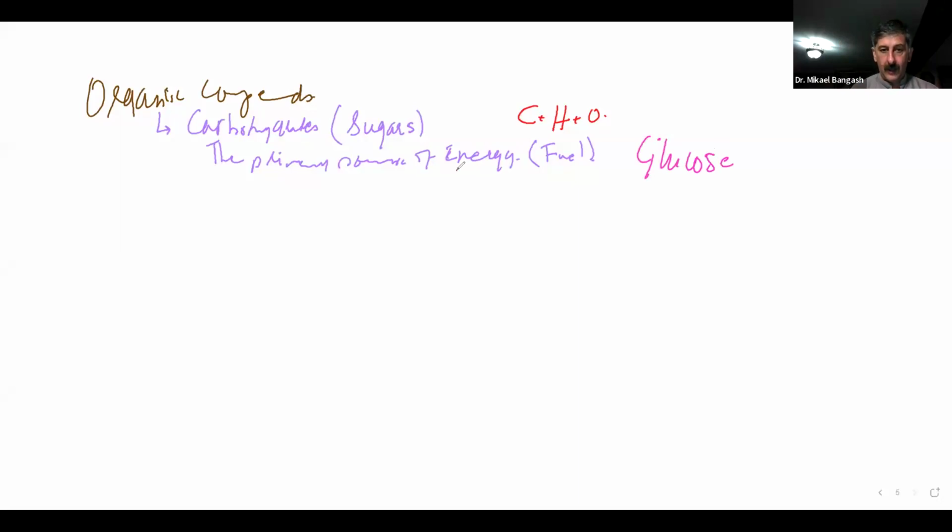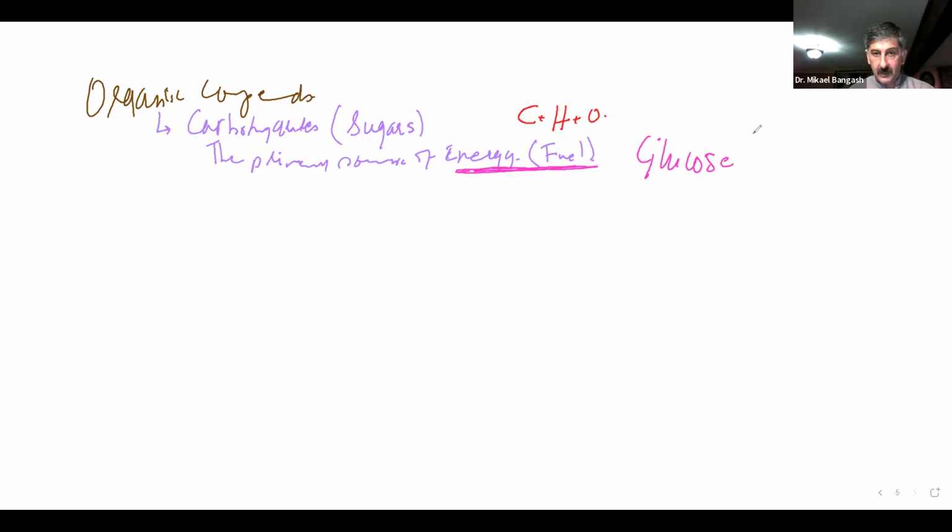Because the body's primary source of fuel, which is going to be a carbohydrate or a sugar, will be glucose. But this glucose, we call it a carbohydrate mainly because it is made up of carbon, hydrogen, and oxygen being brought together.